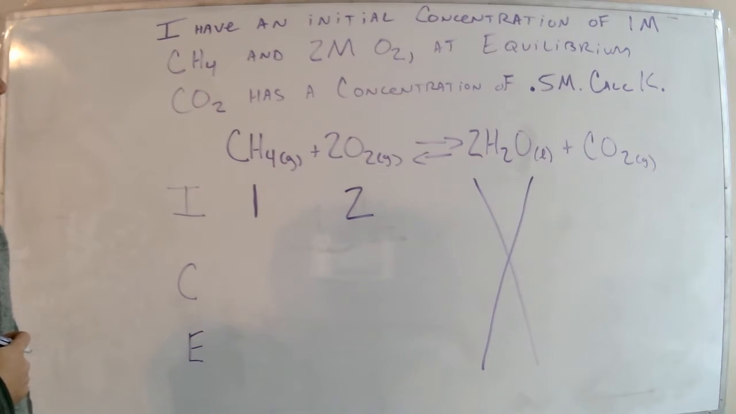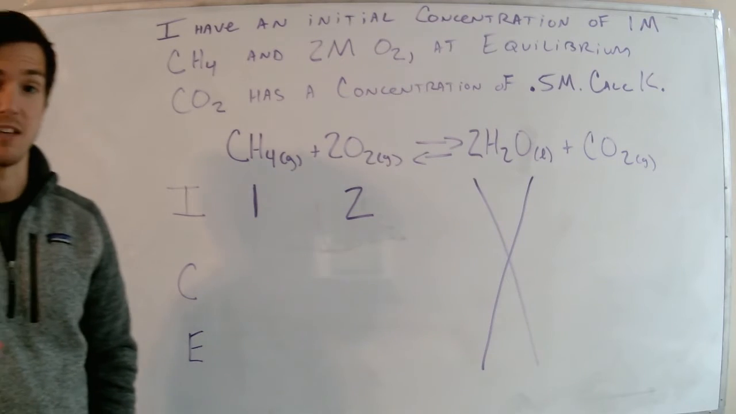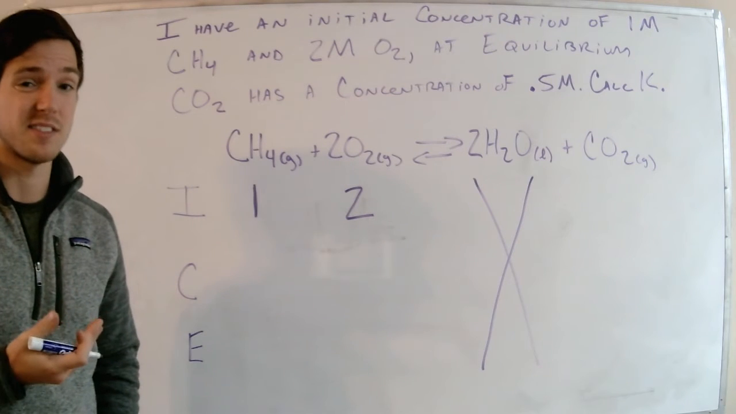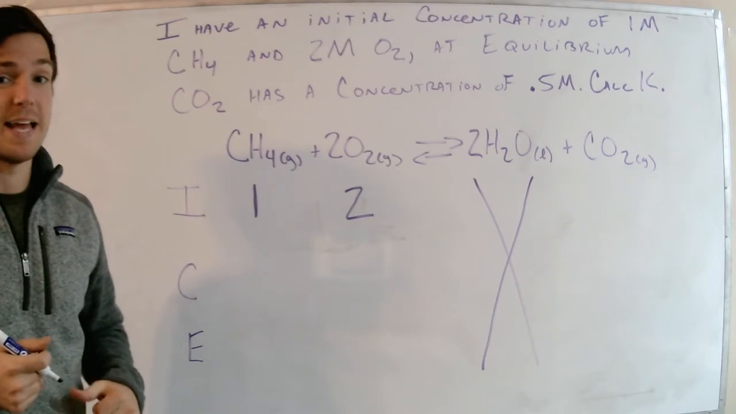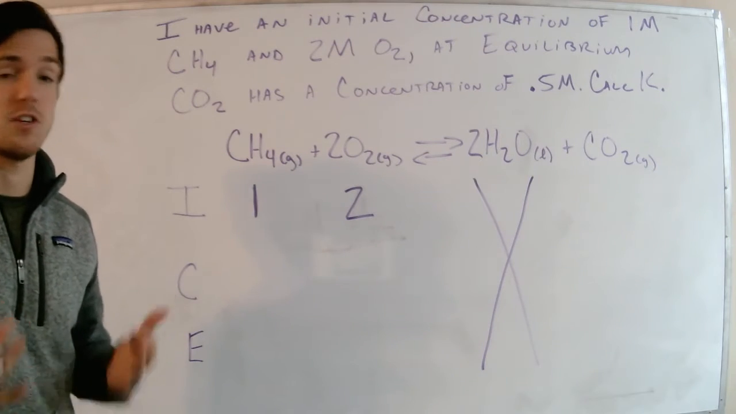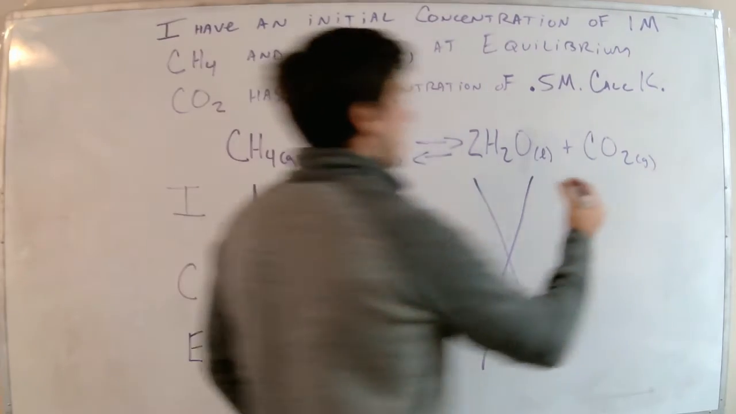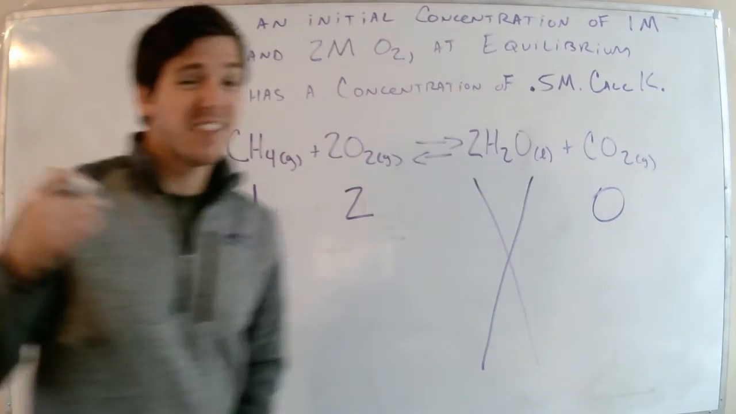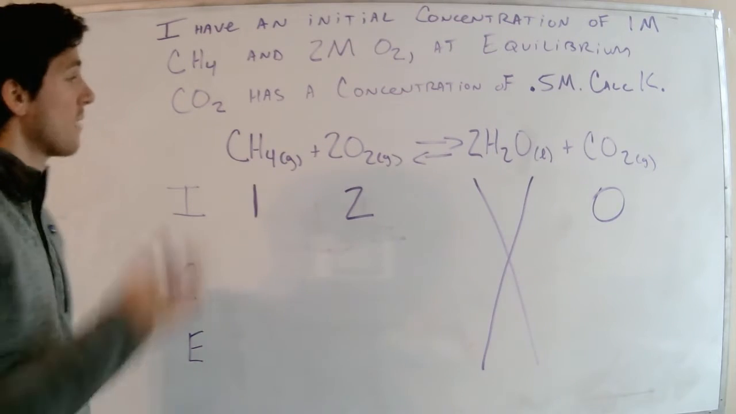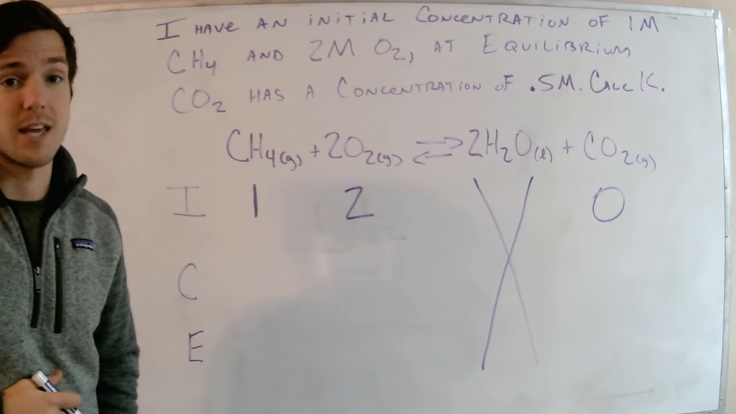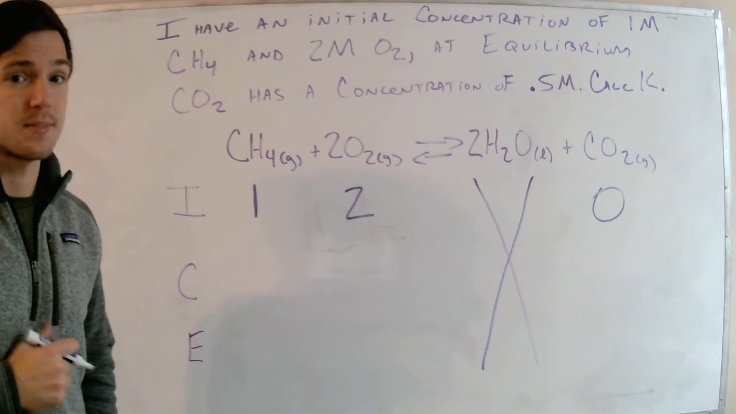And then CO2, they didn't give us anything, right? And that's probably because it's a product, right? We probably just put these concentrations together and we didn't even have any CO2 initially. So what we can do is we can put a 0. And if they don't ask you to solve for initial concentration or they don't give it to you at all, you could just assume it's 0, okay? Especially if it's a product.